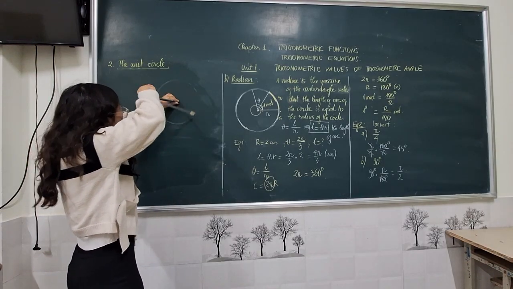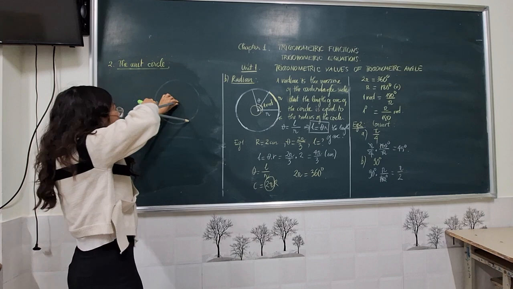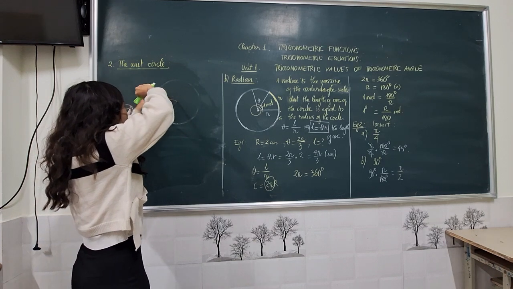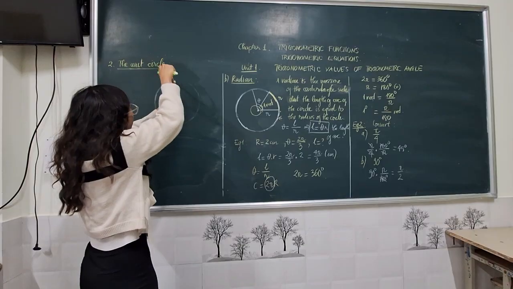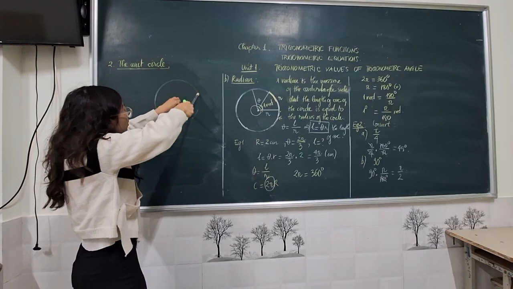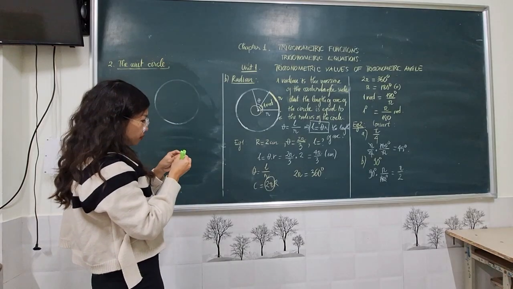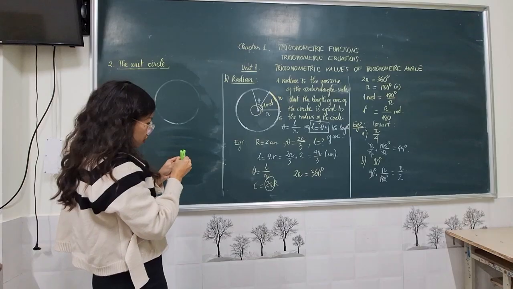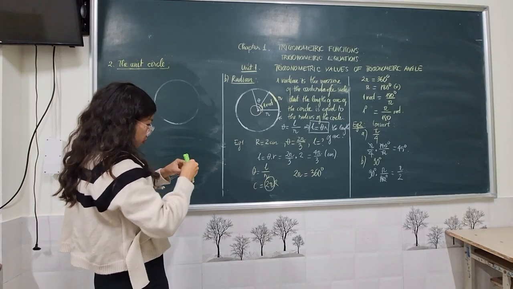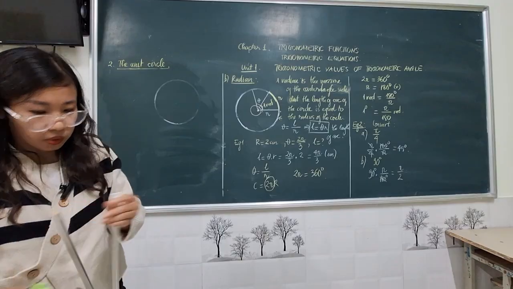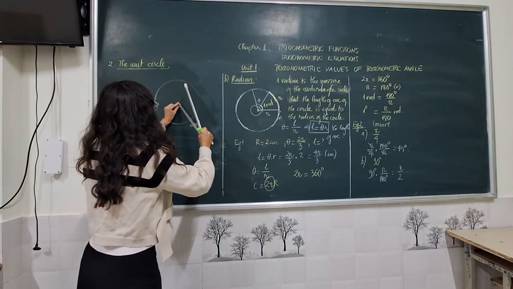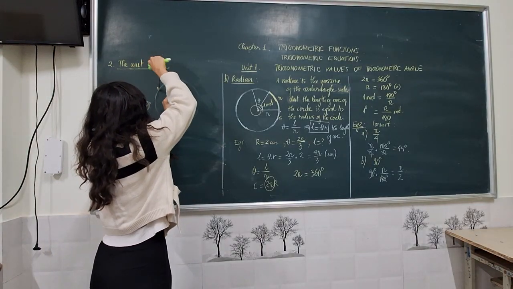I think I'm going to use another card to draw the circle clearly here. Oh my god, something. Wait a minute. Okay. Let me highlight again.